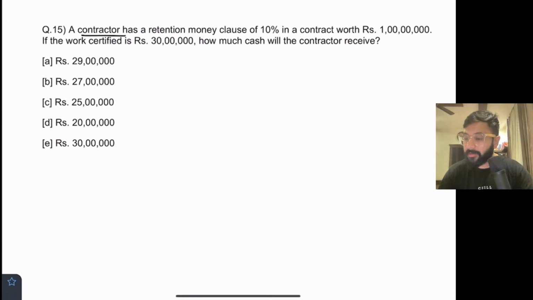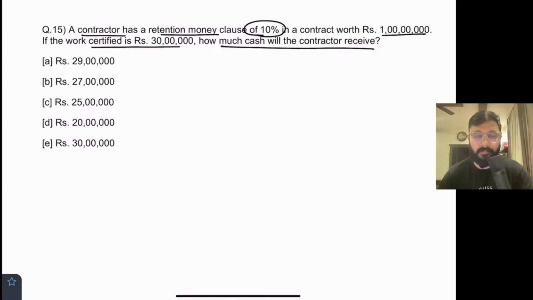A contractor has a retention money clause of 10% in a contract worth rupees 100 lakh or 1 crore. If the work certified is 30 lakh, how much cash will the contractor receive? Retention money clause है 10%. Certified work है 30 lakh. Question number 15.